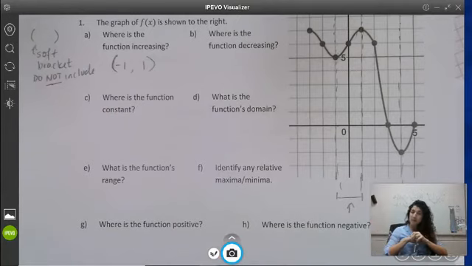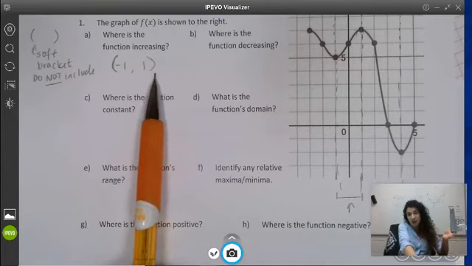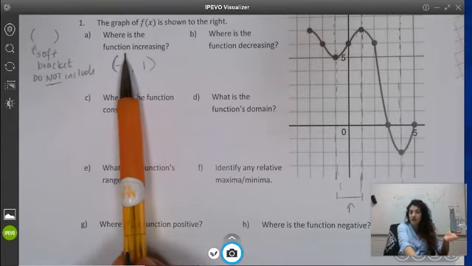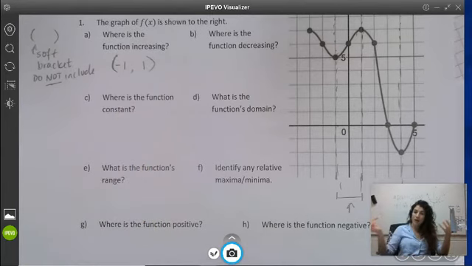Notice that when we talk about intervals and we put soft brackets on either side, they look like a point. Be very aware of that. It is not a point. It is an interval of values. Okay? How you know whether it's an interval or whether it's a point is the context of the question. Where is the function increasing? You would not be giving a point back for that. You would be giving a range of values.